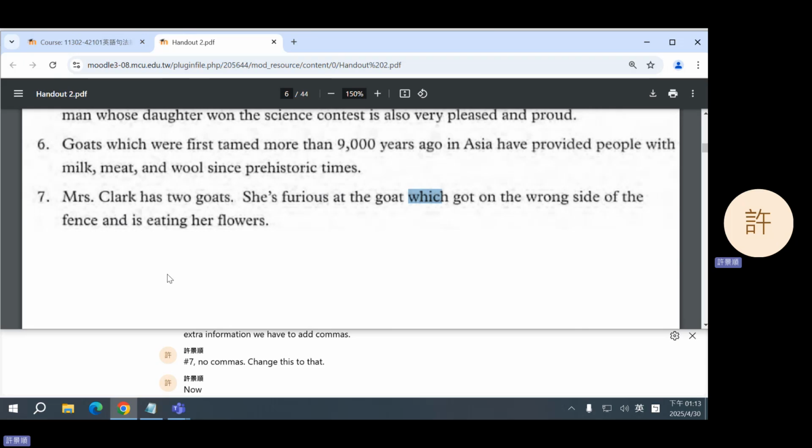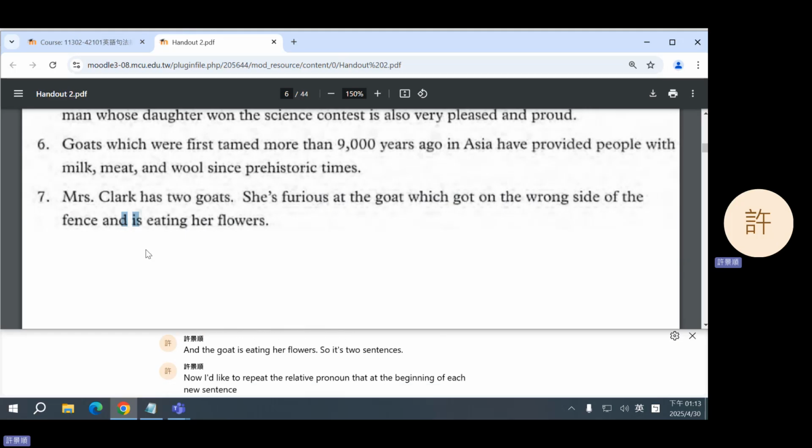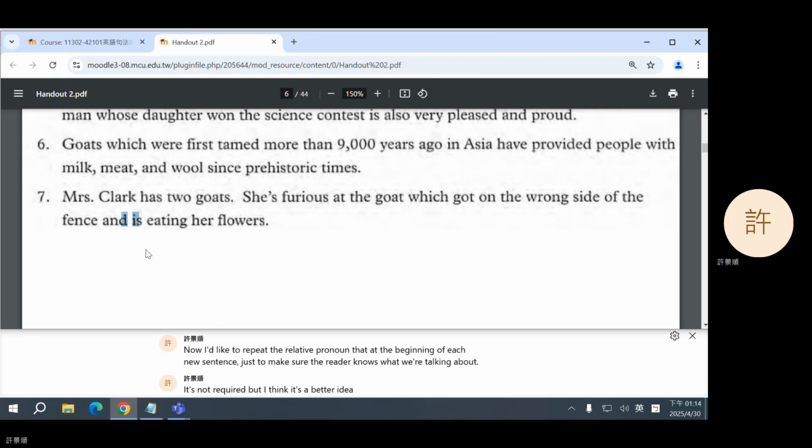Now, personally, I would also add a that here. Look at the structure of this sentence. This is actually 2 sentences, right? The goat got on the wrong side of the fence, and the goat is eating her flowers. So it's 2 sentences. Now, I like to repeat the relative pronoun that at the beginning of each new sentence, just to make sure the reader knows what we're talking about. It's not required, but I think it's a better idea. Okay, questions about this page?